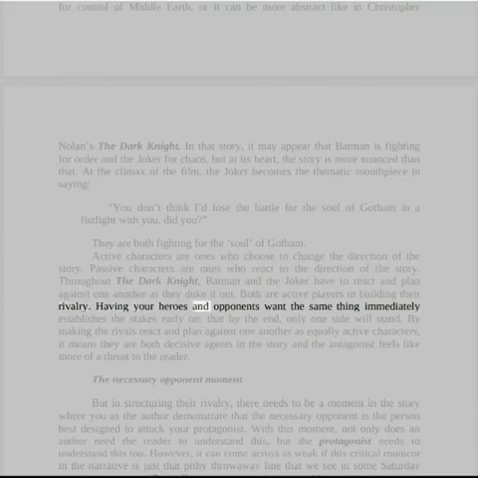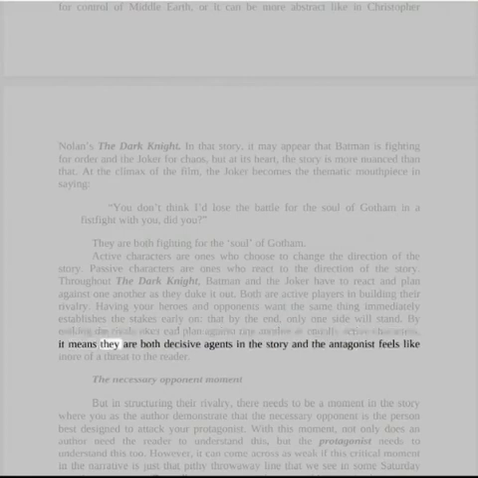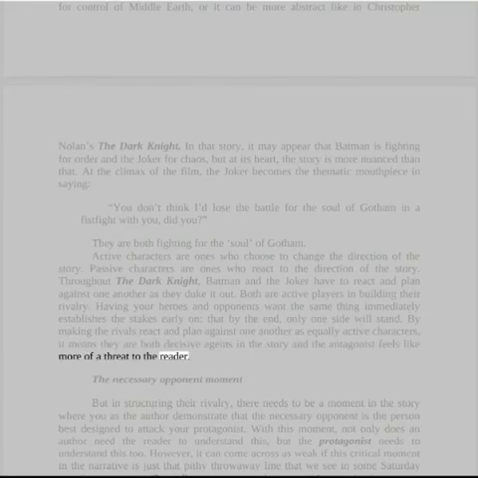Having your heroes and opponents want the same thing immediately establishes the stakes early on, that by the end, only one side will stand. By making the rivals react and plan against one another as equally active characters, it means they are both decisive agents in the story, and the antagonist feels like more of a threat to the reader.